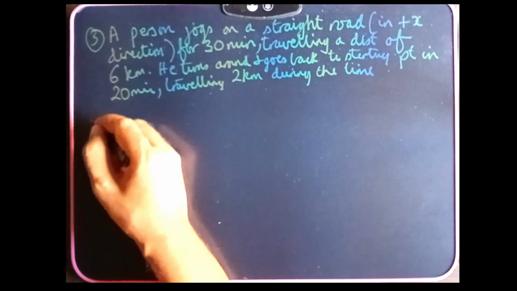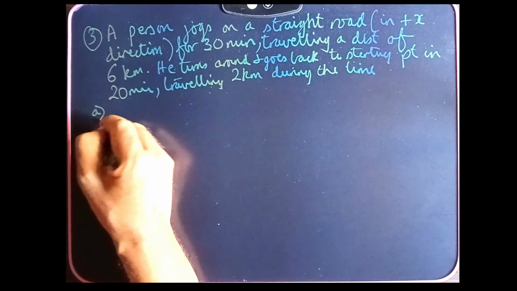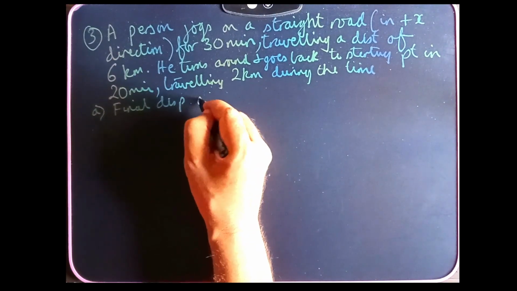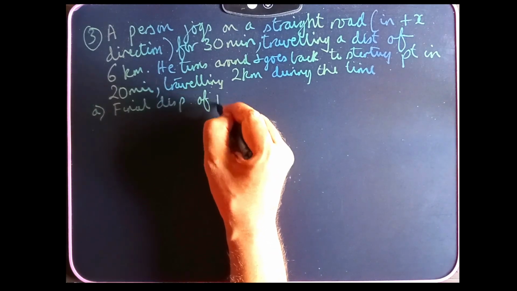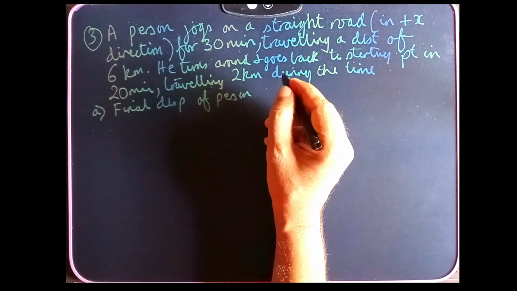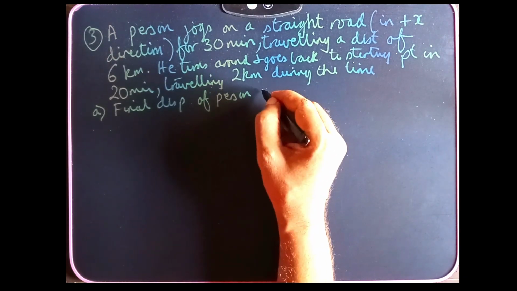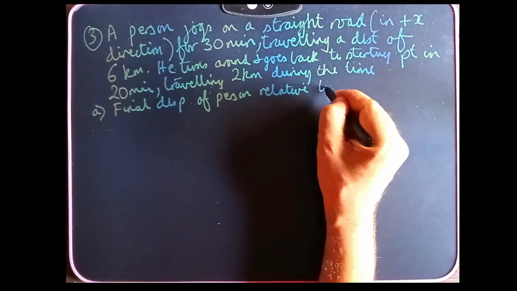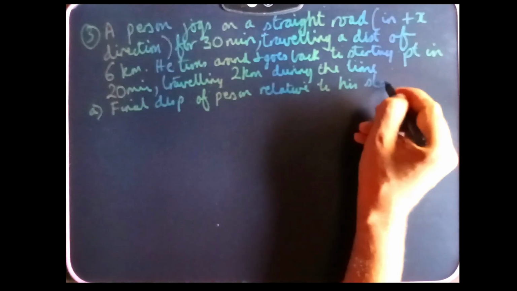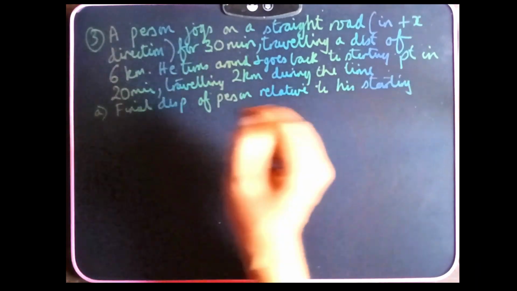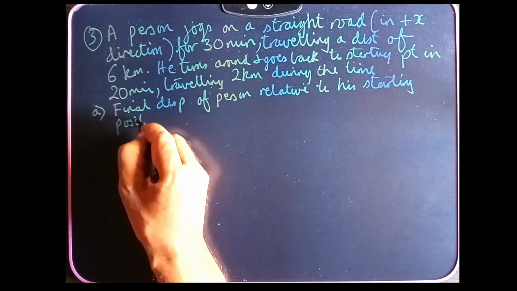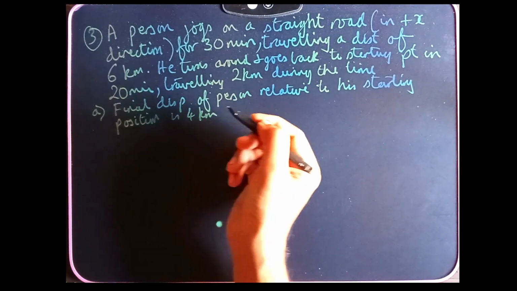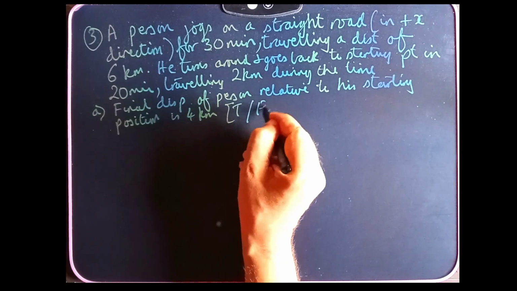So what is given here? So what is asked? The first question that is asked is: final displacement of the person relative to his starting position is 4 kilometers, and it is asking whether it is true or false.